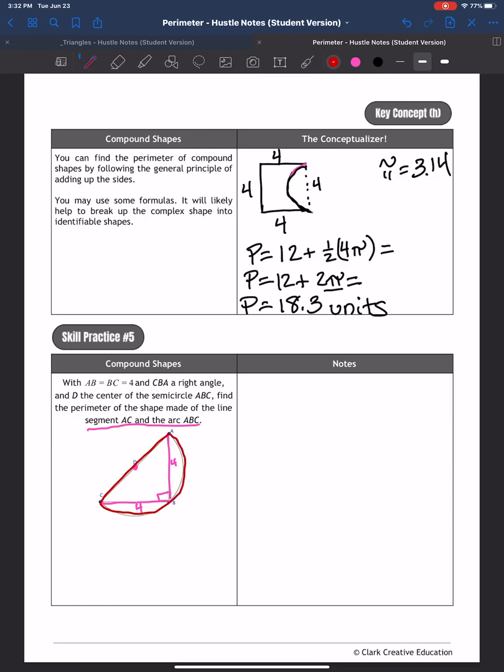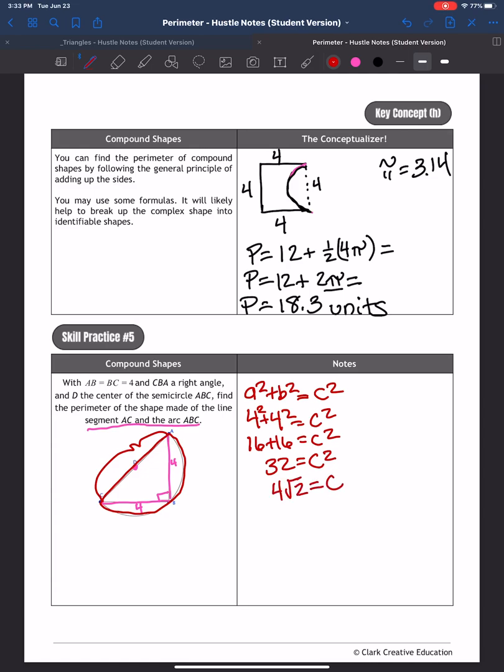In order to find that perimeter, you first have to find out what this length is. We use the Pythagorean theorem to do that. So A squared plus B squared equals C squared. 4 squared plus 4 squared equals C squared. 4 squared is 16 plus 16 equals C squared. 32 equals C squared. 32 cannot be simplified any further. It's not a perfect square root, so you will end up with 4 radical 2 equals C. So this length is 4 radical 2.